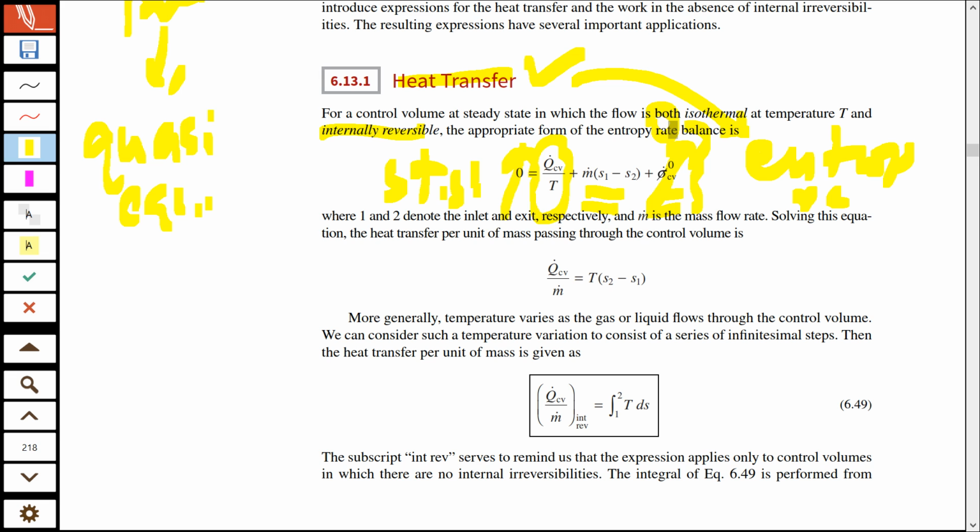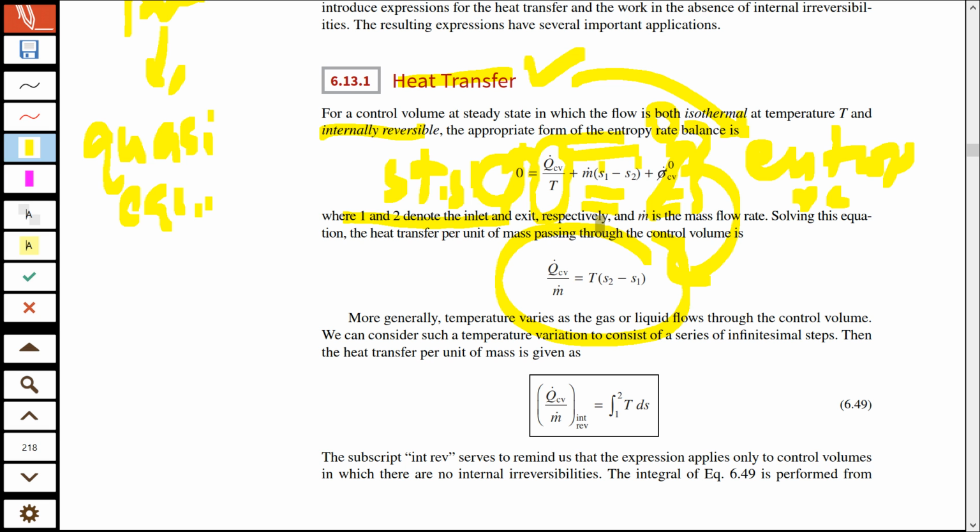Yeah. So just to step back, we start from the entropy rate balance. We assume internally reversible, so sigma dot is zero. And we assume steady state, so the left hand side is zero, and the rest is simple. And we also assume one inlet, one exit, because that's why you don't see those summations. If you simplify all this, you get a familiar formula.